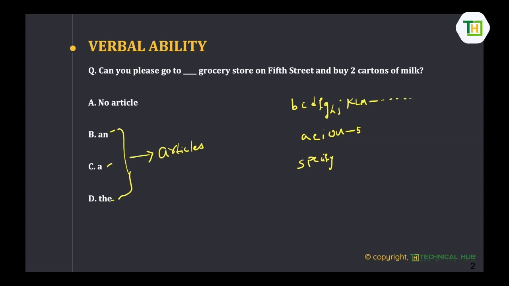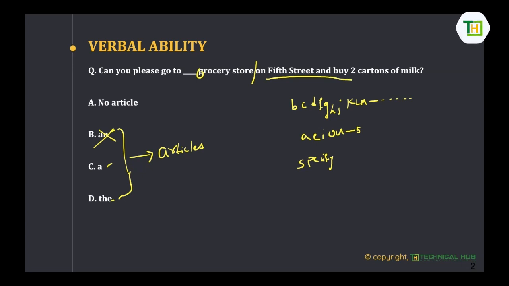Can you please go to dash grocery store on 5th Street and buy 2 cartons of milk? Now listen carefully. First, let's read the sentence till here. Always try to remove the options which are not correct, so that it will be easy for you to find the answer. Now, grocery, G, it's a ga sound. Ga sound is a consonant. That means an is a mistake, you cannot use it there. Now, can you go to a grocery store? We can use a grocery store, but we have also said on the 5th Street.